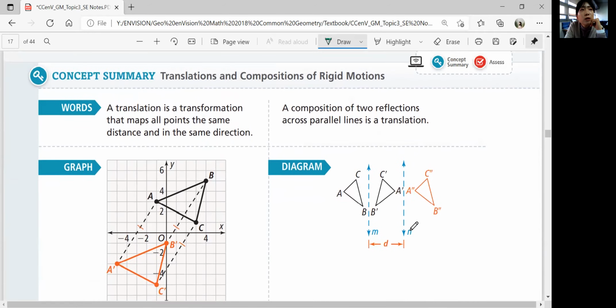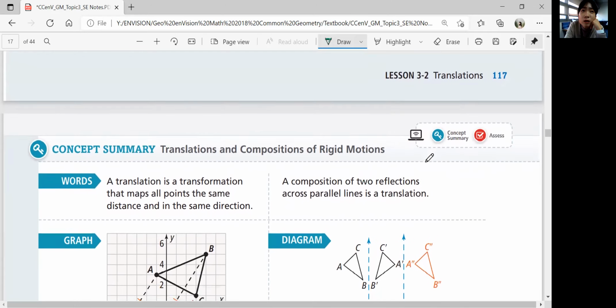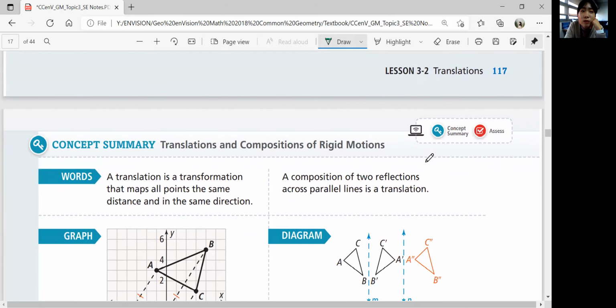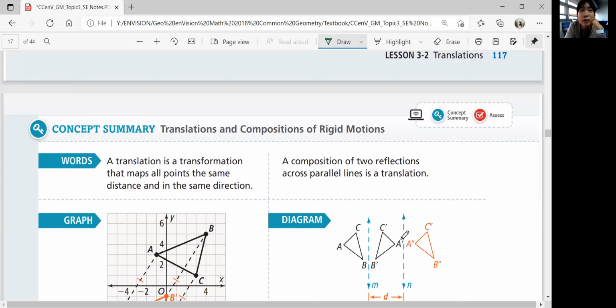So let's think about our lesson as a whole. We learned about translations and composition of rigid motions. A translation is a transformation that maps all points the same distance and in the same direction. Now, composition of two reflections across parallel lines is a translation. So from this lesson, you should be able to write rules for a translation and a composition of two reflections being one translation. That was lesson 3-2, translations.